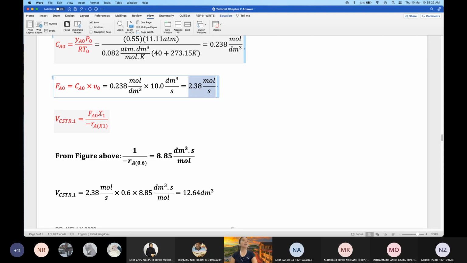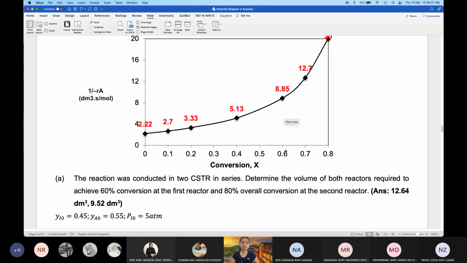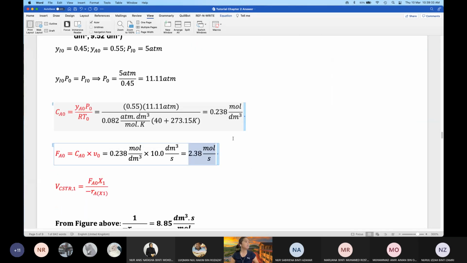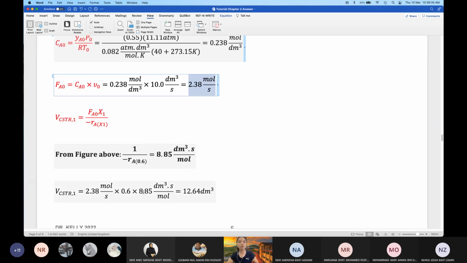Then you have to find from the plot when my X is 0.6, 1 per minus RA is 8.85. So you multiply with 8.85. Don't forget, if you use the plot, you multiply directly, because the plot is 1 per minus RA at the X you want to find. So it was 8.85, you multiply, you get the volume of your CSTR1 as 12.64. So done for the question part on the first reactor.